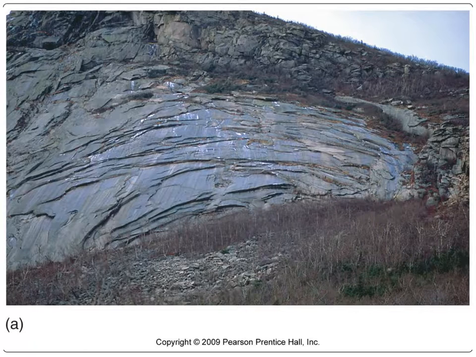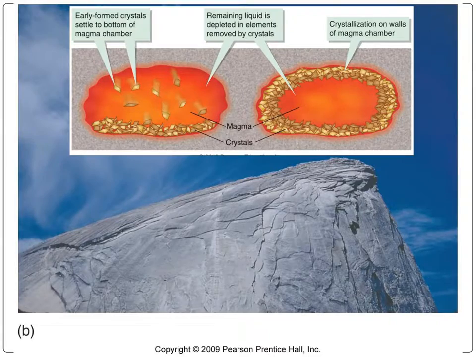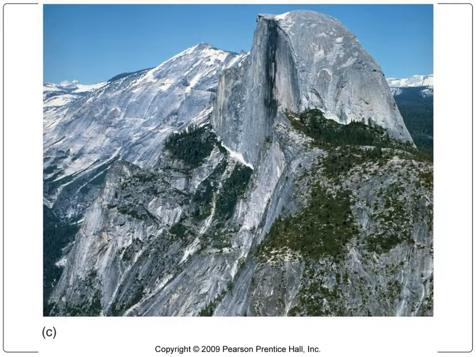Here's just another view of it from the side. So this is a fairly common kind of feature you'll see out in the field when you have these kinds of intrusive igneous rocks forming, eroding. Half Dome in Yosemite is a good example of this.